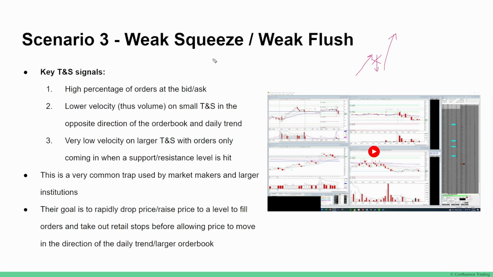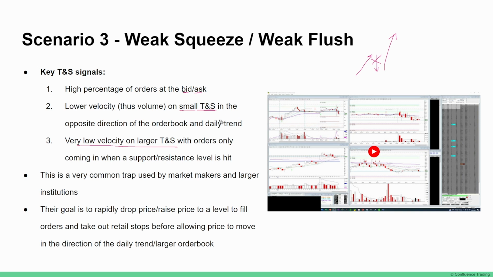And the same thing in reverse to the top side with a squeeze. So our key time and sales signals to avoid getting trapped are first when we see a high percentage of orders at the ask for a squeeze up or at the bid for a flush down. All right, so we see this huge flash of red if we're flushing down. But what then happens is there's actually lower velocity and lower volume both on the small time and sales and low velocity on the larger time and sales.